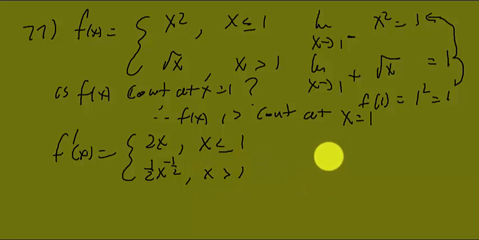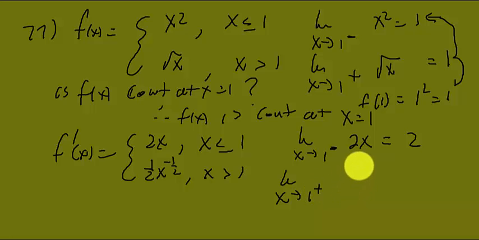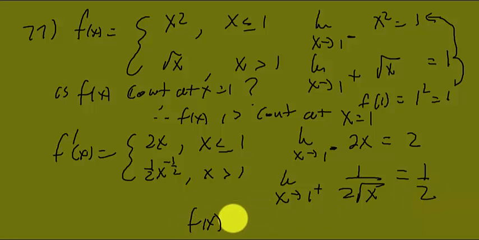Okay, then I got to go through the same process again. Limit as x goes to 1 from the left side, which is 2x. That's going to give me 2. Limit as x goes to 1 from the right side, which is 1 over 2 times square root of x, which is going to give me 1 over 2. So therefore, I can say f of x is not differentiable at x is equal to 1.